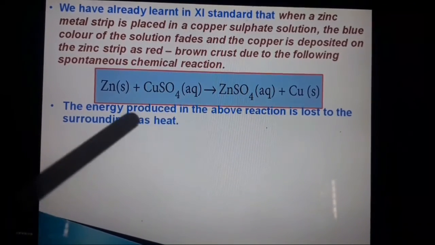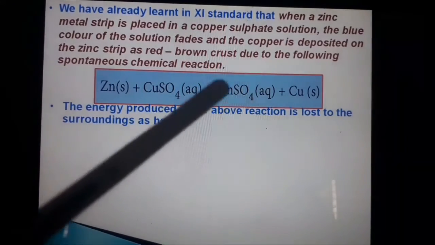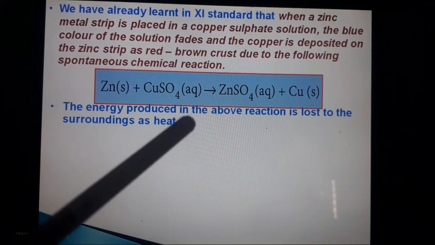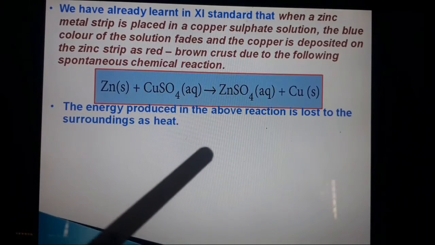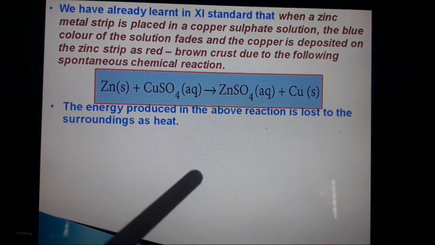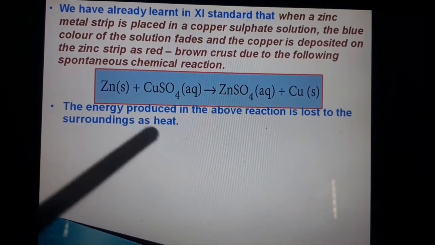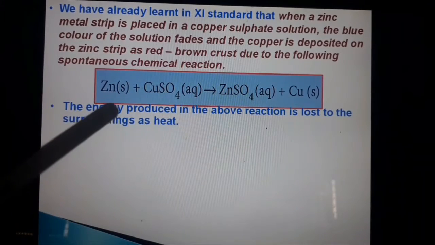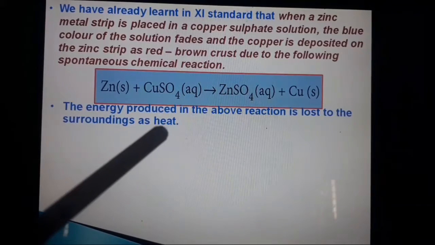Next, the energy produced in the above reaction is lost to the surroundings as heat. In this reaction, we can't use the heat because we observe the heat from this reaction. So due to the electrode changes, positive electrode to negative electrode, this is the heat due to this principle. Okay, the energy produced in the above reaction is lost to the surroundings as heat.